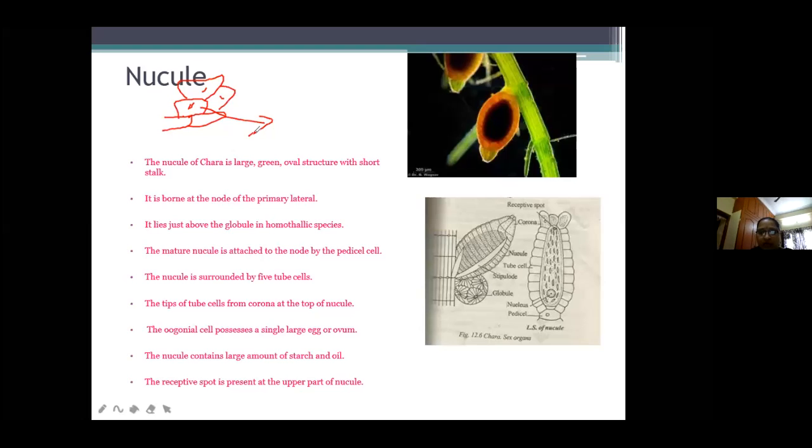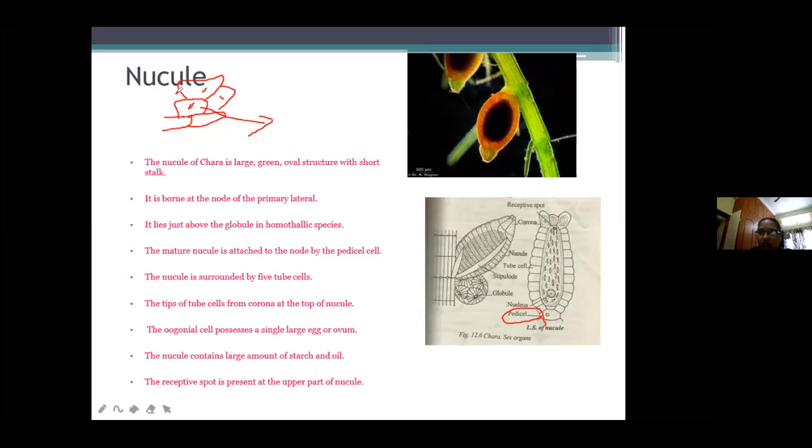What is it used for? As a pedicel. See here, this is the nucleus diagram, the LS of the nucleus. This is not the direct nucleus. When you cut a longitudinal section of the nucleus, you can observe, girls, this is the pedicel. See here, this part below is called the pedicel.